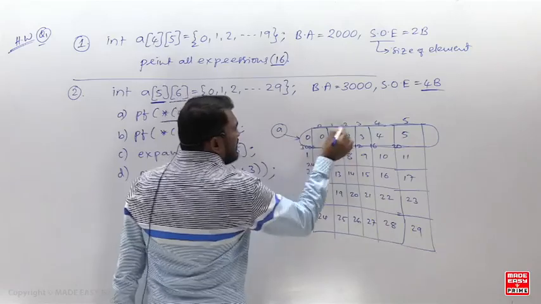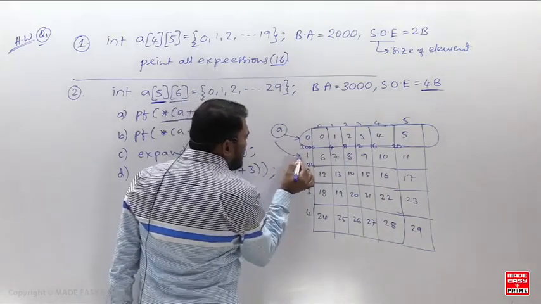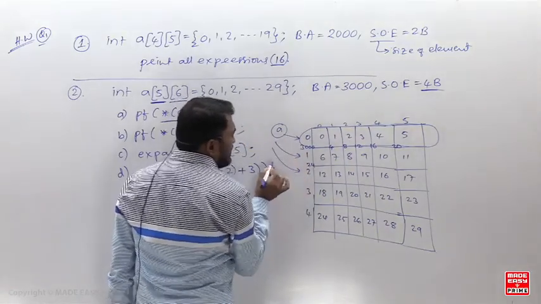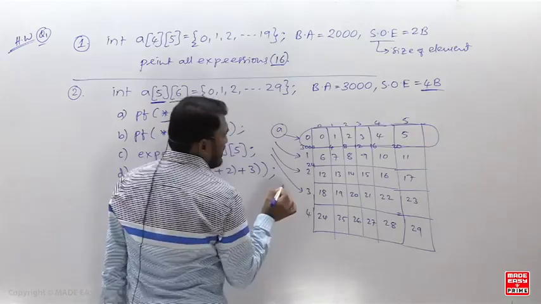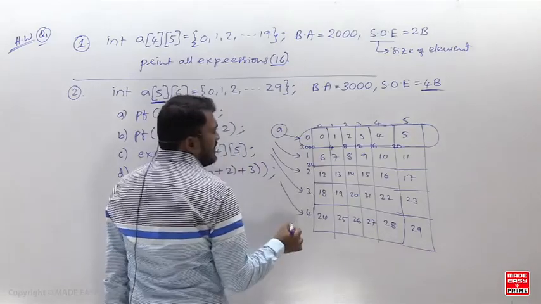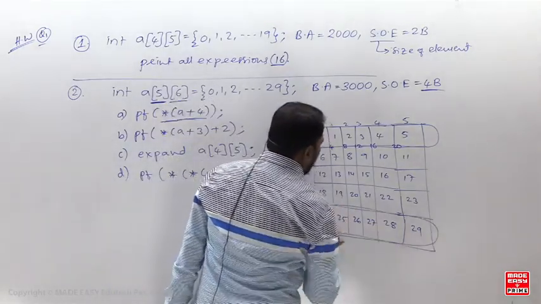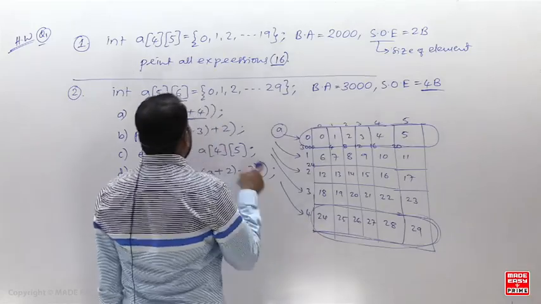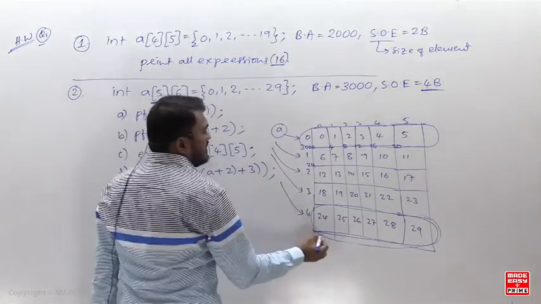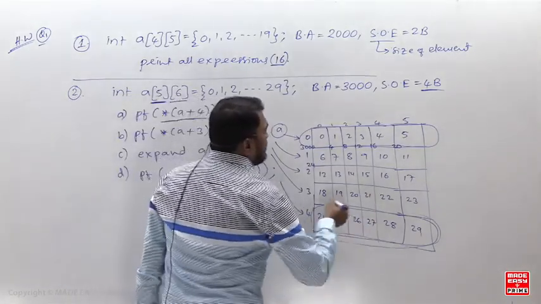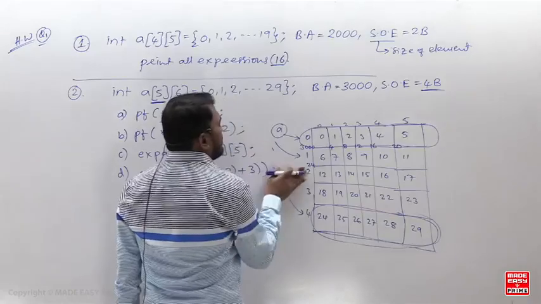A means it is pointing to this. A plus 1 means pointing to this. A plus 2 means pointing to this. A plus 3 pointing to this. A plus 4 means pointing to this. So A plus 4 is pointing to the fourth one-dimensional array.